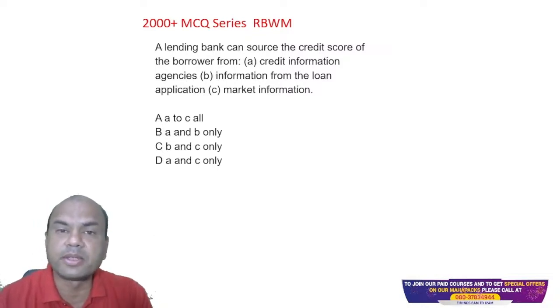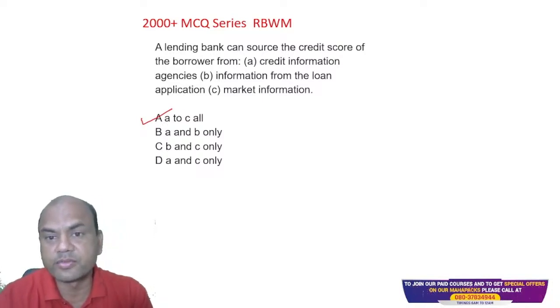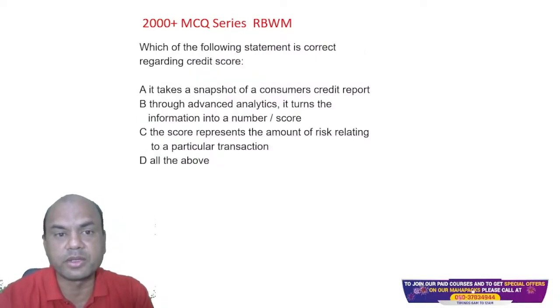Just type capital A, B, C or D. Check it yourself. See here, the exam is to be given by you now. The exam is very near. So the answer is A to C all. Correct? Got it right? We'll check your score at the end.